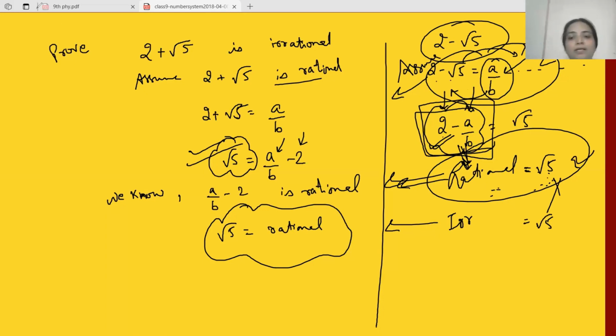एक लास्ट और पार्ट करते हैं इस पे, 1/√5 is irrational. Prove 1/√5 to be irrational. कैसे करेंगे इसे? लेट्स assume 1 by root 5 is rational, मतलब in the form of a by b, where b can never be 0 and a and b are co-prime integers.